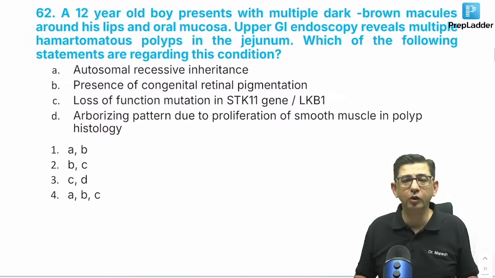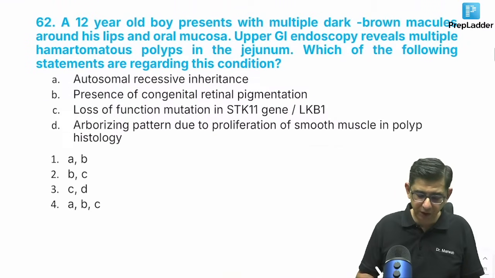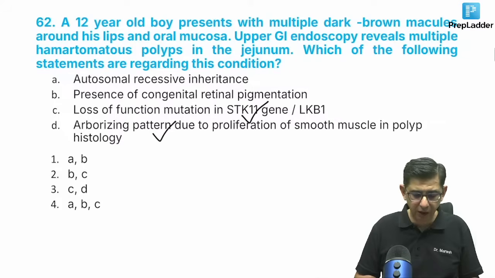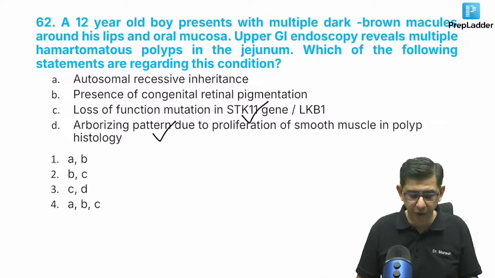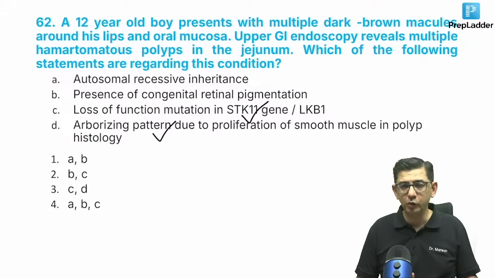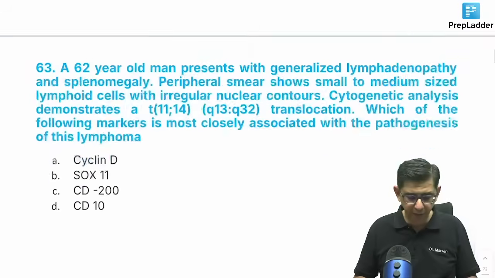Then we come to the pathology component for Peutz-Jeghers, that arborizing pattern is present, STK11. So the remaining parts are wrong, autosomal dominant and the congenital retinal pigmentation part. So C and D are the most appropriate ones for the current part.